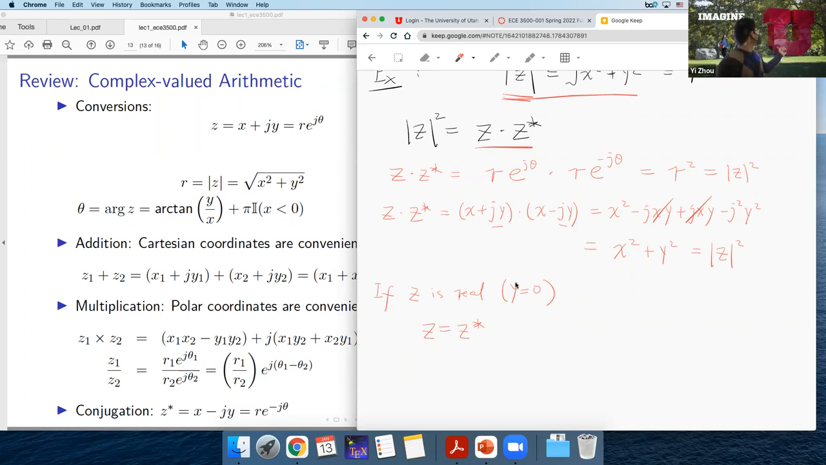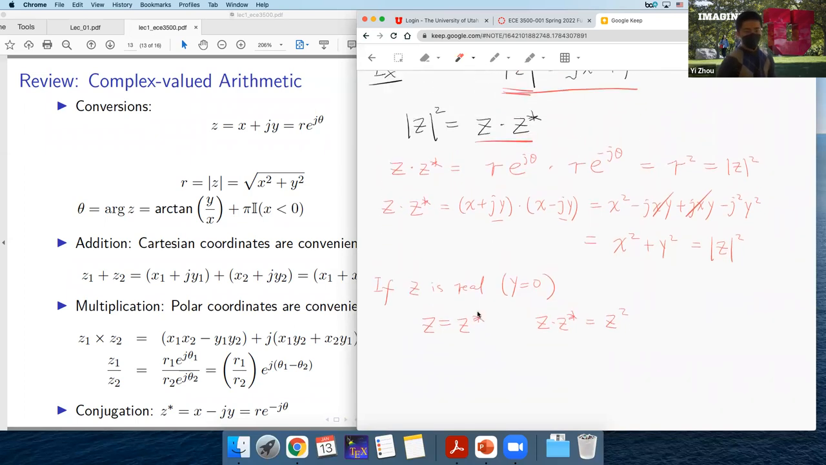So in this case, multiplying by its conjugate is basically z squared. Now we can write z squared because z is now a real number. For a real number, we can define the square directly. But for complex numbers, before we take squares, we always calculate the magnitude first.